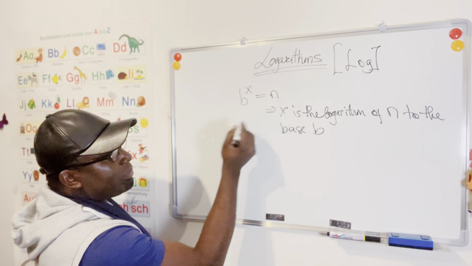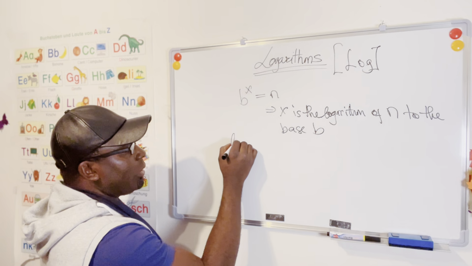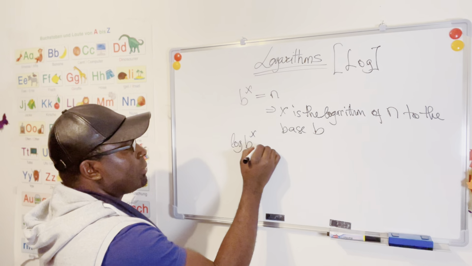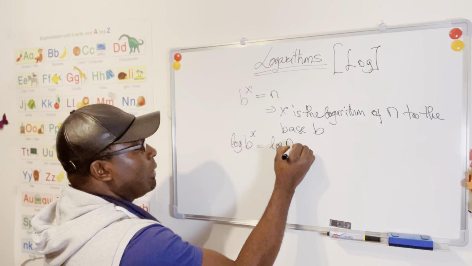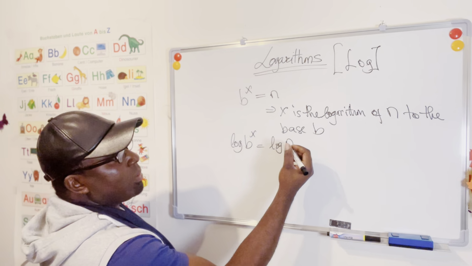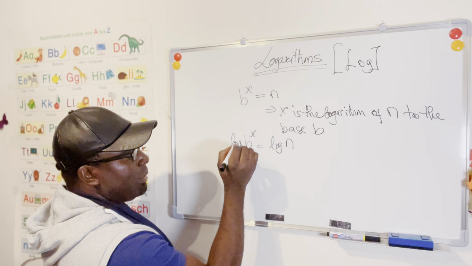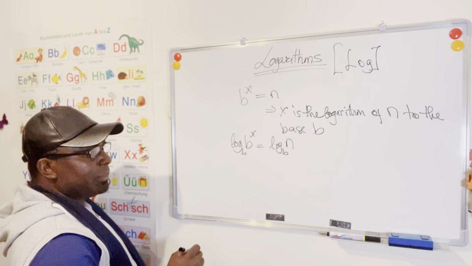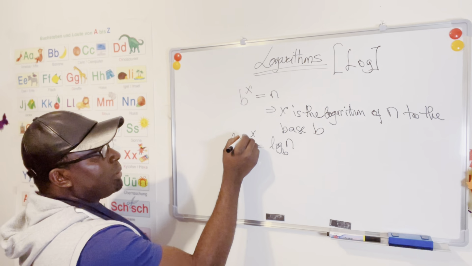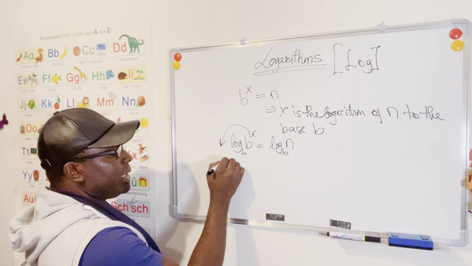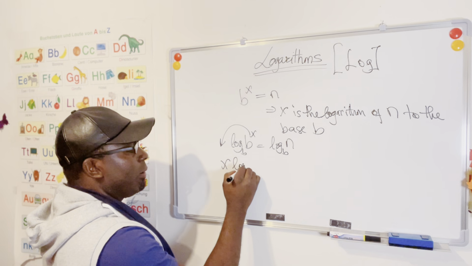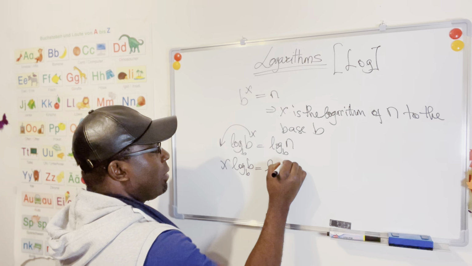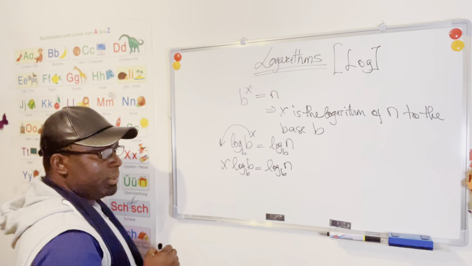So if we want to write the logarithm of this, we now take the log of both sides to the base b, because here we already know that the base is b. So let's see what is going to happen here. We now say x log b to the base b is equal to log n to the base b.